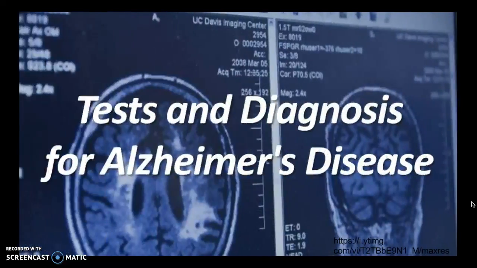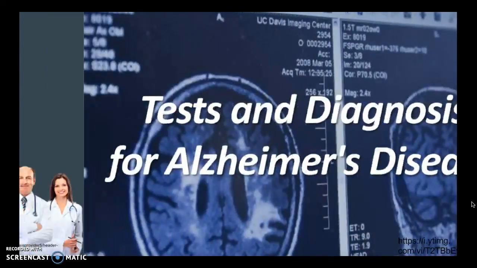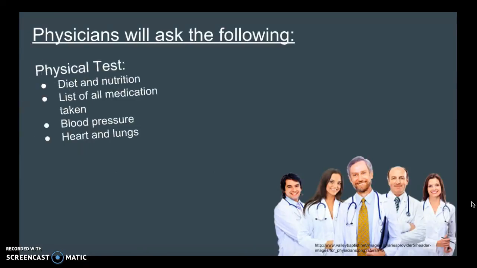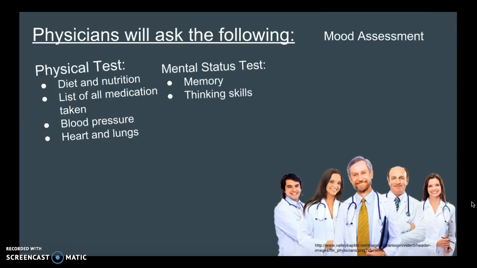Now let's look at tests and diagnosis for Alzheimer's disease. If you have or are suspected to have Alzheimer's disease, your physician will ask or do the following. They will do a physical test that looks at your diet and nutrition, ask if you are taking any medication, and check your blood pressure, heart, and lungs. They will do a mental status test that checks your memory and thinking skills. They will even do a mood assessment test.